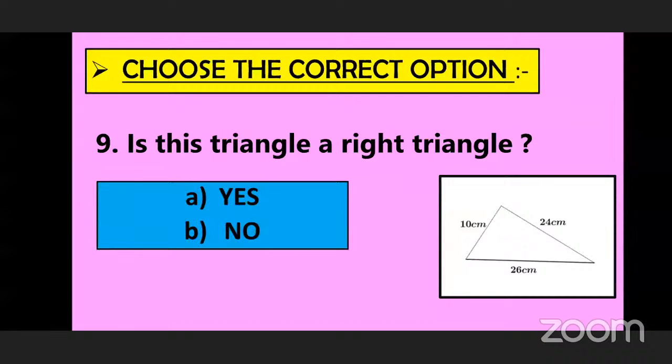Is this triangle a right triangle? One side is 10 centimeter and the hypotenuse is 26 and the height is 24. You can check the answer. The square of 26 is 676. The square of 24 is 576 and the square of 10 is 100. Therefore, 676 is equal to 676. Therefore, it is a right angle triangle.